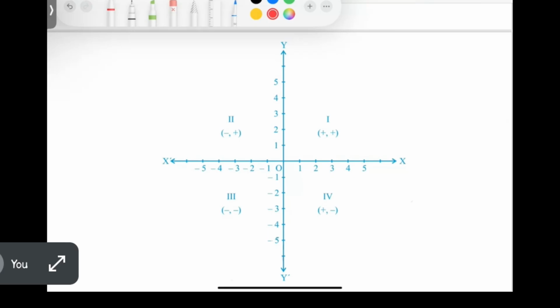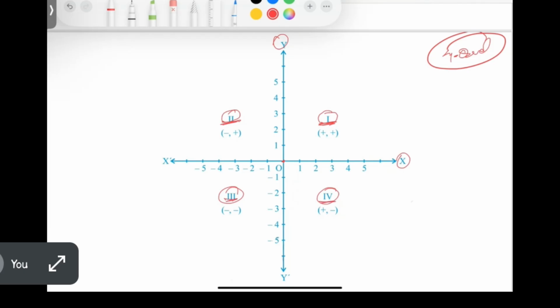Now this is the origin. The x and y axes divide this, which we call the Cartesian plane, into four quadrants. So this one we call the first quadrant, second quadrant, third and fourth quadrant. That means the x and y axes divide the Cartesian plane into four quadrants. Remember that. So this is quadrant number 1, this is quadrant number 2, this is 3 and 4.